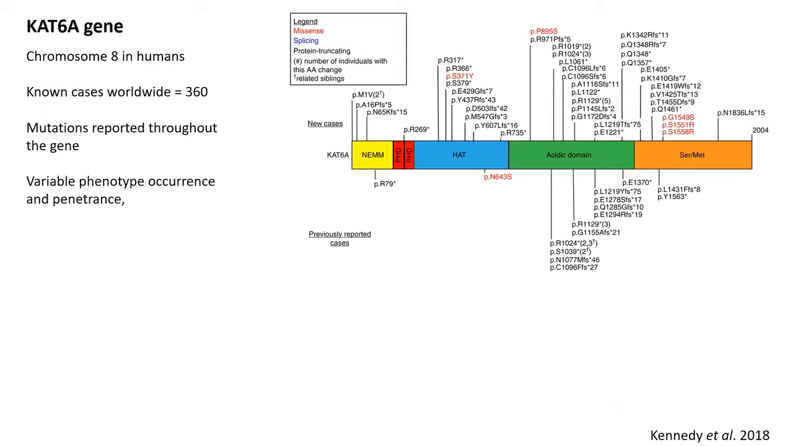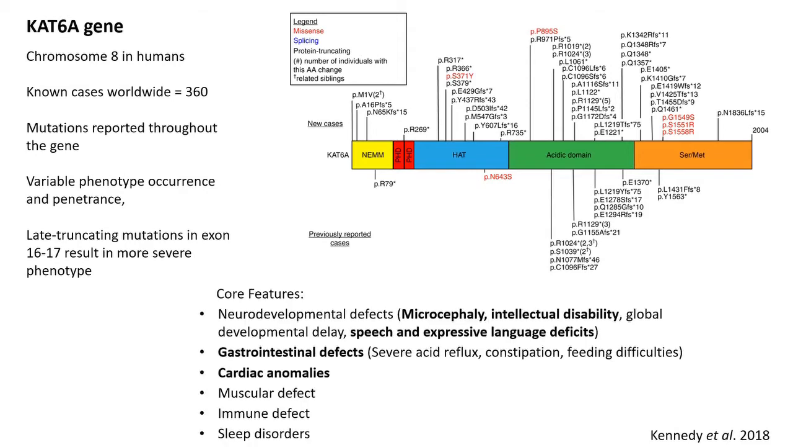As we're all aware, KAT6A patients present with variable phenotype and variable penetrance of the same phenotype. The late truncating mutations in exon 16 or 17 tend to result in a more severe phenotype. Some of the core features of KAT6A gene mutations include neurodevelopmental defects, microcephaly, intellectual disability, global developmental delay, speech and expressive language defects, gastrointestinal and cardiac anomalies, and some of the more severe phenotypes are mostly affiliated with the late truncating mutations, as I explained.